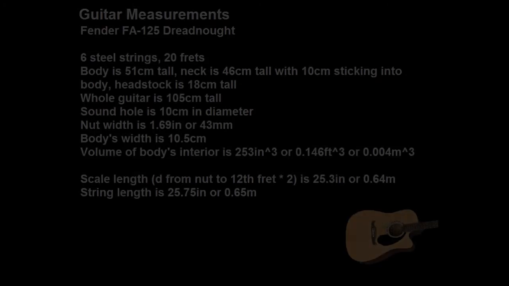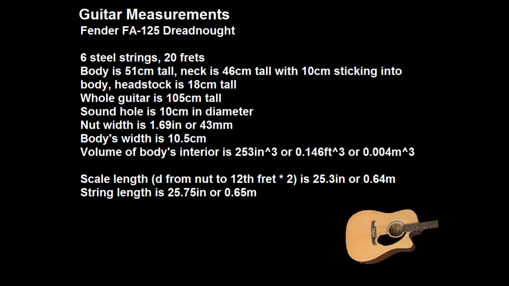Let's talk about the measurements of the guitar. Once again, this is a Fender FA125 dreadnought. There are 6 steel strings and 20 frets. The body is 51 centimeters tall, the neck is 46 centimeters tall with 10 centimeters sticking into the body, and the headstock is 18 centimeters tall. This means that the whole guitar is 105 centimeters tall. The sound hole in the center is 10 centimeters in diameter, which makes it 5 centimeters in radius.